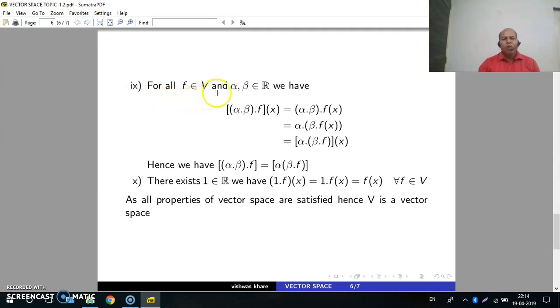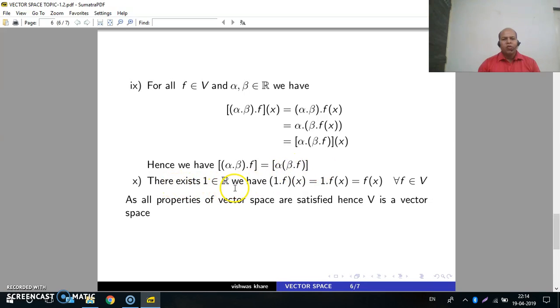Ninth, for all f belongs to V and alpha, beta belongs to R, we have ((alpha beta) · f)(x) is same as (alpha beta) · f(x). By definition, again alpha is a real number, beta is a real number, f(x) is a real number, so it can be written as alpha · (beta · f(x)), which is same as (alpha · (beta · f))(x). Hence we have alpha · (beta · f) is same as (alpha beta) · f.